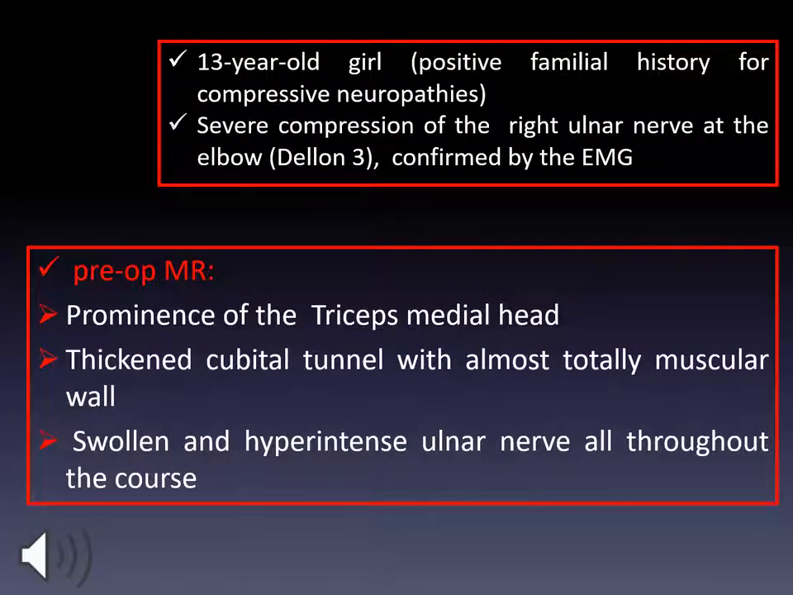Here we have a 13-year-old girl with positive familial history for compressive neuropathies. We can see a severe compression of the right ulnar nerve at the elbow, Dellon 3, confirmed by the EMG. The preoperative MR shows the prominence of the triceps medial head, thickened cubital tunnel with almost totally muscular wall, swollen and hyperintense ulnar nerve all throughout the course.